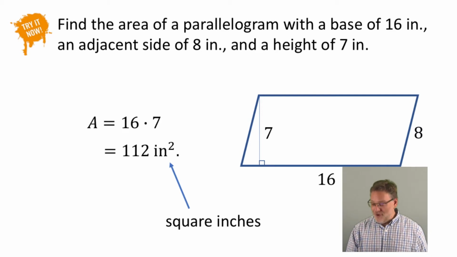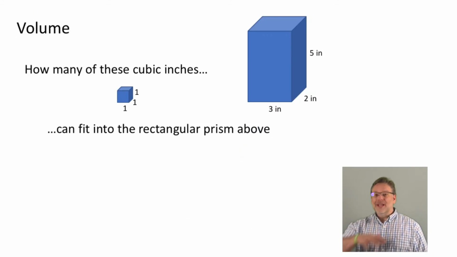Lastly, let's take a look at volume. With volume, we're looking at capacity. We're not looking at molding around a room or carpeting in a room. We're now taking a look at the amount of air that's inside of this room. And it's measured not in terms of square inches or square feet, but now in terms of cubic feet or cubic inches. A cubic inch would be a cube that's 1 inch wide, 1 inch tall, and 1 inch deep.